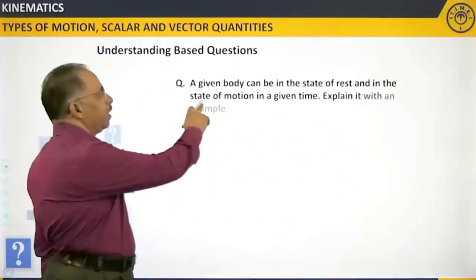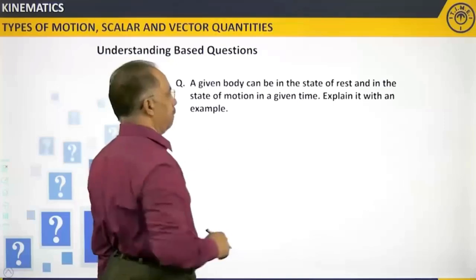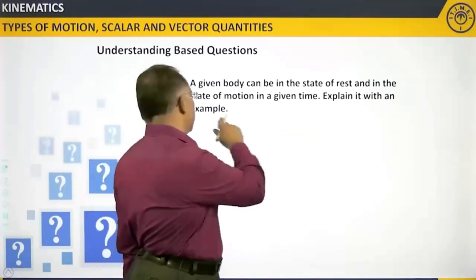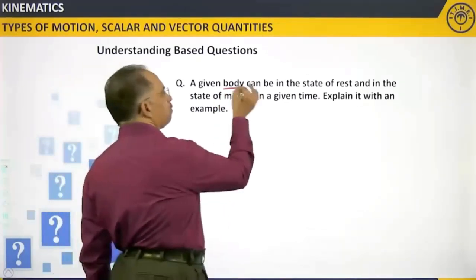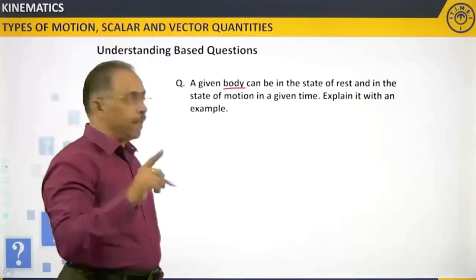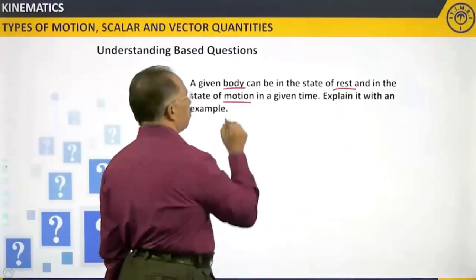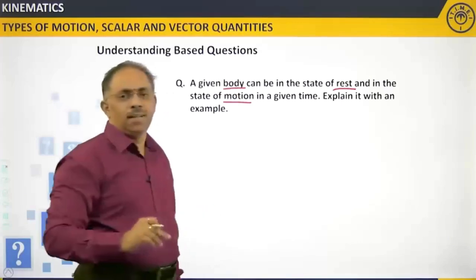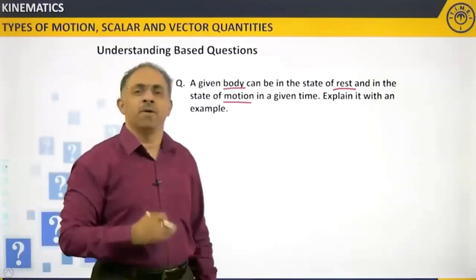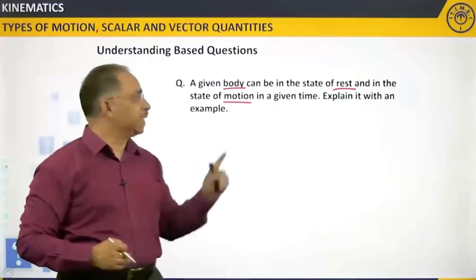Let us begin with the first question on the screen. A given body can be in a state of rest or in a state of motion in a given time. Explain it with an example. Here we are talking about a body being in a state of rest and in a state of motion. Let us think a while: is it possible for one particular body, at the same instant, to be in a state of rest and in a state of motion also?